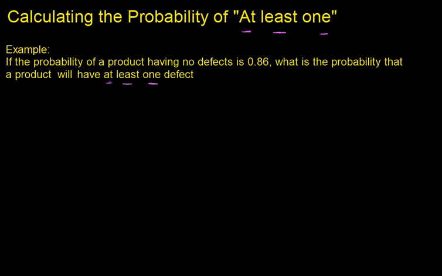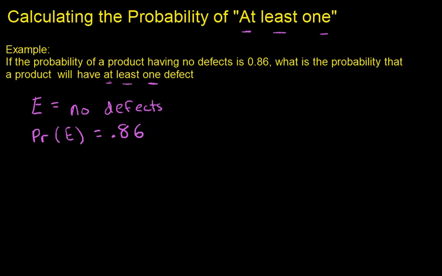Let's go ahead and define the event E to be having no defects, because we're given the probability of having no defects. So let's define E to be the event of having no defects. We're given that the probability of E is 0.86. We're asked, what is the probability that a product will have at least one defect?